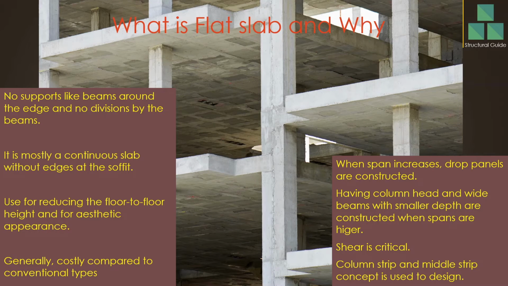What is a flat slab and why is it being used? There are no supports like beams around the edges of the slab. At the edges there are no supporting elements, and no beams connecting the columns in most of the slab, other than drop panels or drop beams. It is mostly a continuous slab without edges at the soffit. So it is a flat slab, with a flat top surface. At the bottom you don't find any edges or any supporting elements like beams other than the columns.